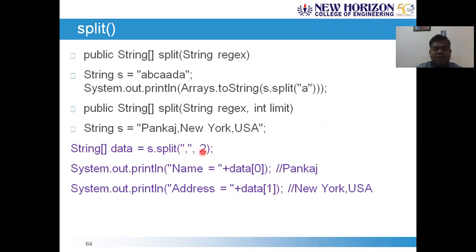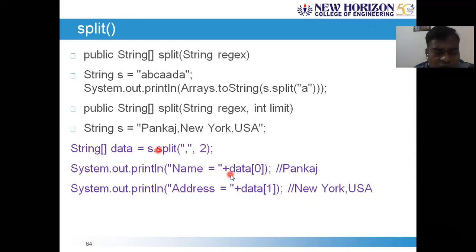In this example, I am limiting to only two substrings I want. So here the separator I am using is a comma, and it returns only the two strings, the first one and the second one. Here as it returns the two substrings, the index of those two substrings will be data of 0 and data of 1.